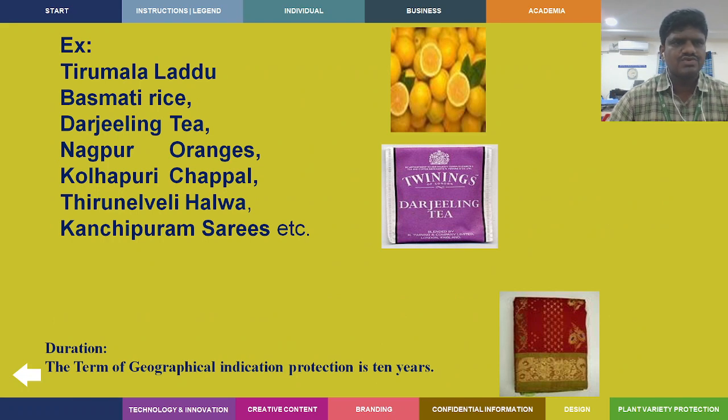For example, Tirumala Laddu has the geographical identification. Basmati rice, Darjeeling tea, Nagpur oranges, you can see here. This is Darjeeling tea. Kanchipuram saris. Like that, you have so many. The term of geographical indication protection is 10 years only.